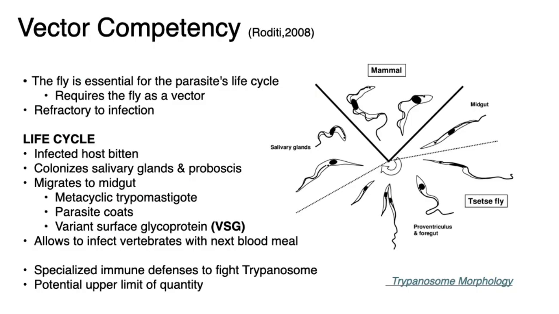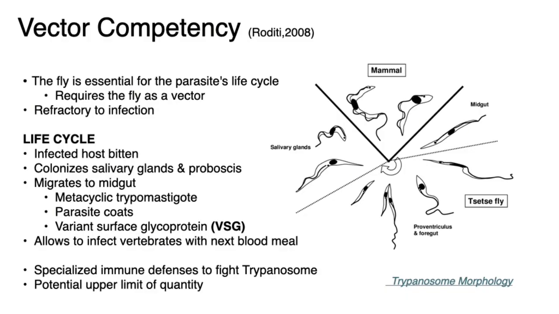Now that we have a good understanding of the system, the host, and the two endosymbionts, we're going to take a look into vector competency. So we recognize that the tsetse fly is essential for the parasite's life cycle. In the cycle, it is the intermediate host. And in this system, it is specific as it requires the tsetse as a vector to transmit trypanosoma.